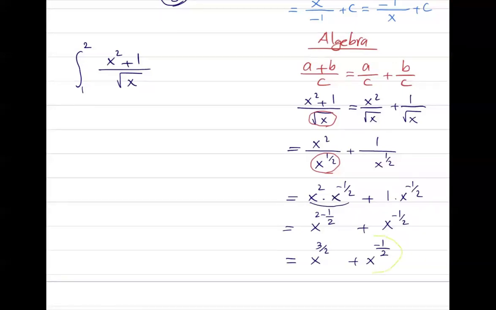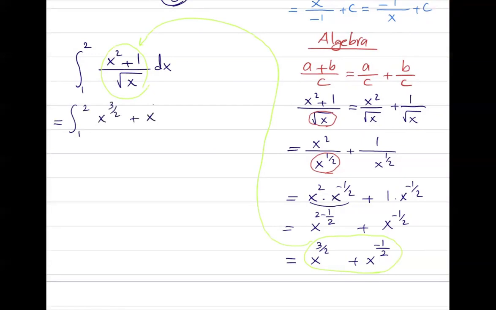You can do the substitution. For the integral that you're having here, you can just use the substitution using this simplified expression. So your integral is now the integral 1 to 2 of x to power 3 halves plus x to power negative a half dx. And since these two are different objects, you cannot combine them together.